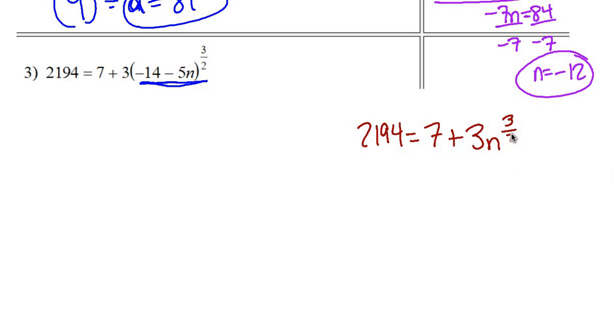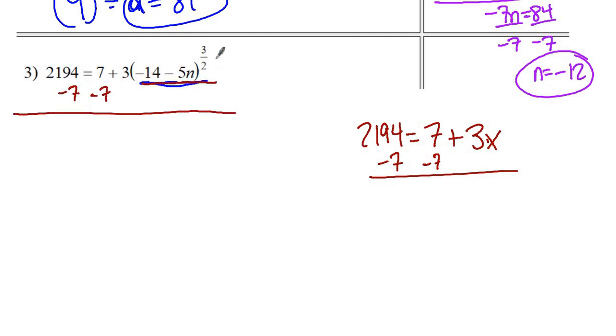Actually, let me make it even simpler. Just make it 3x instead of 3n. If I asked you to solve this, I'm sure you'd tell me what you need to do is subtract 7 from both sides, and then you would have to divide by 3. So let's do the same thing here. Let's subtract 7 from both sides, because the steps are the same.